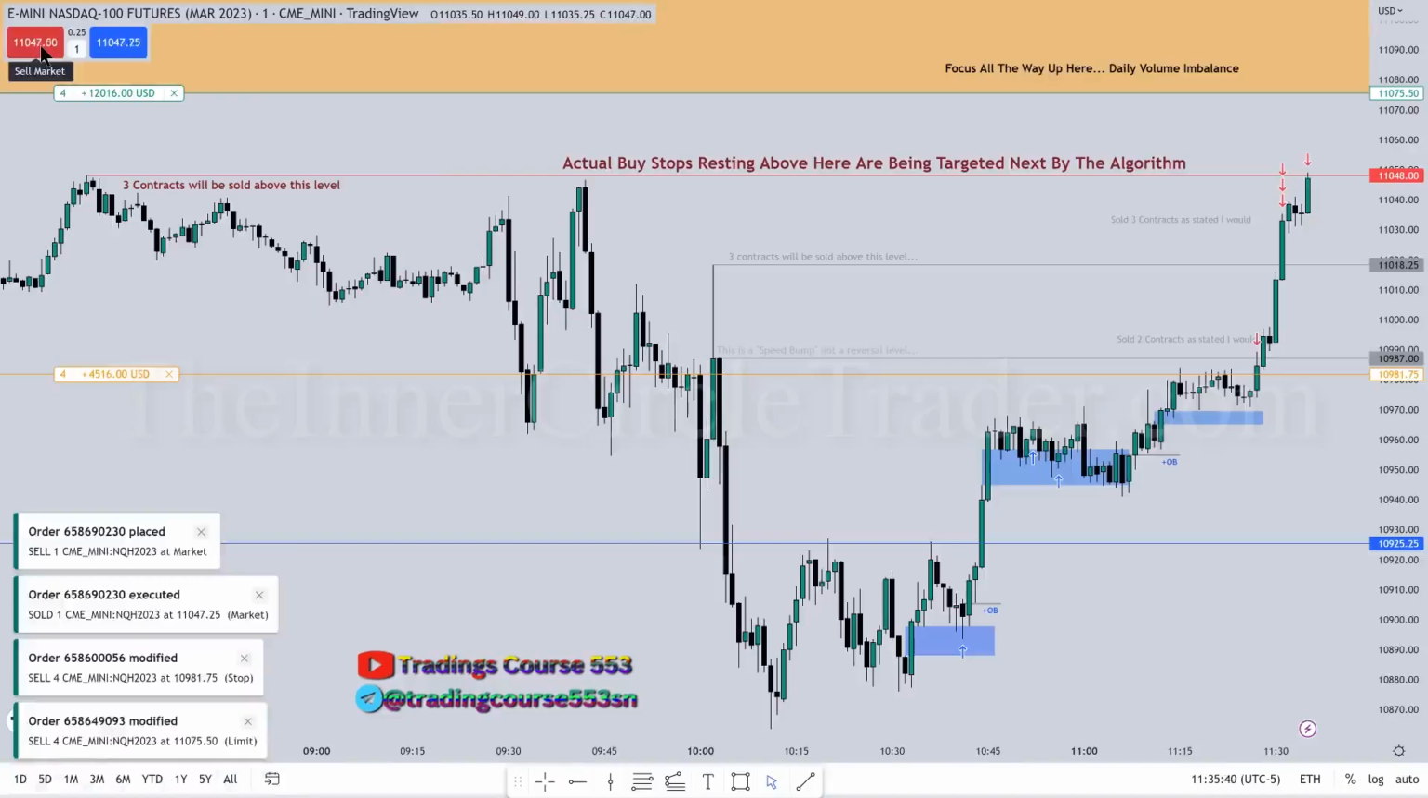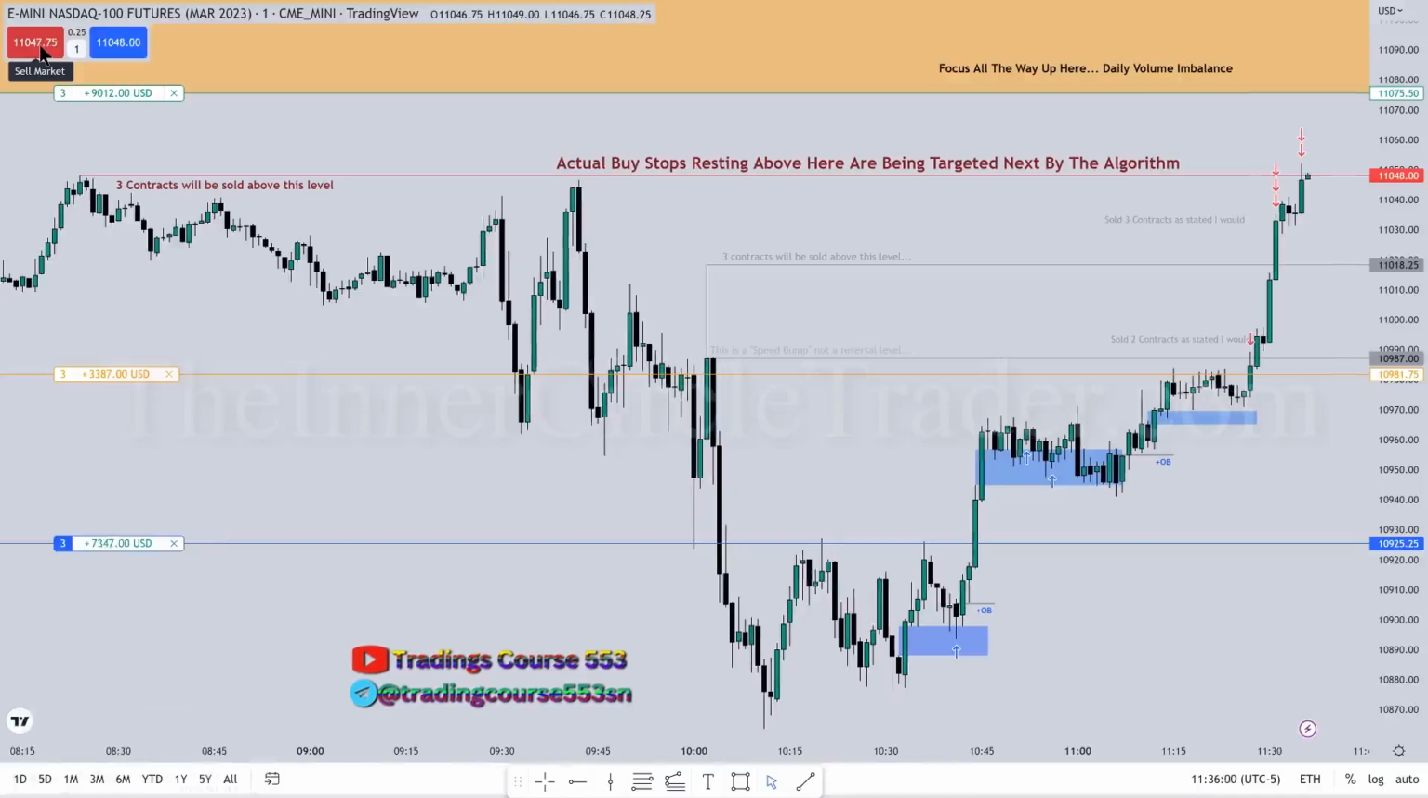So everything's going as planned, again, using TradingView, real time. You can't do this with market replay. You can't fake this. I'm letting you see everything. You're seeing all the order numbers. Everything's popping up as you would expect it.